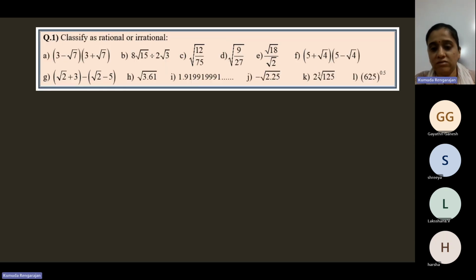Next slide, I have the answers for questions from A to F. So you'll have to complete from A to F and only then we can see the answers, because on one slide I have the answers to all these questions. So please complete A to F and we'll see the answers. Classify as rational or irrational.